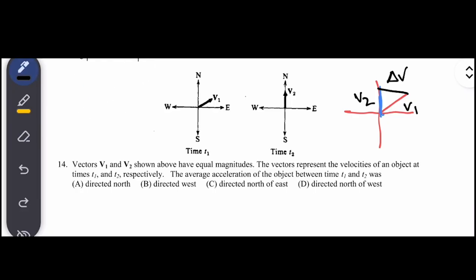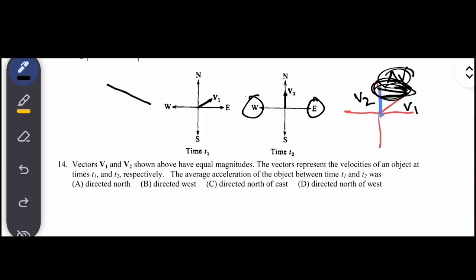Knowing that the delta v vector, from the tip to the tail of the arrow, we can see that it's not fully to the left, but it's pointed a little up and pointed a little to the left. And if we see our coordinate system, east is to the right and west is to the left, we know that this vector, the resultant, the delta v, is going to be pointed a little north and west at the same time.